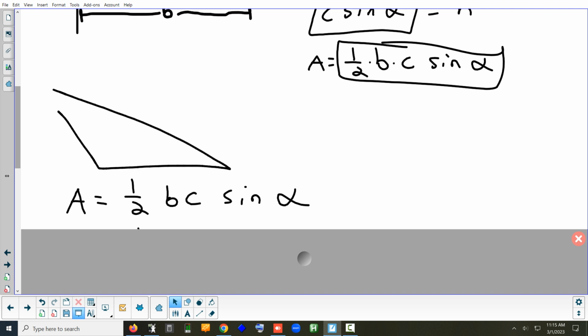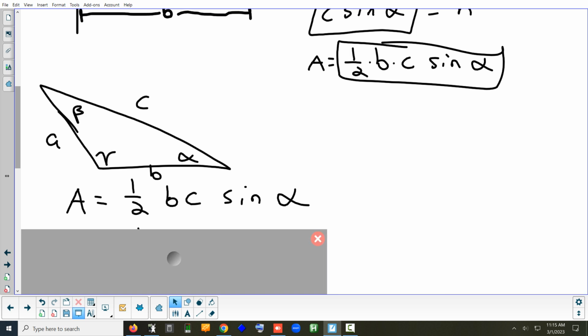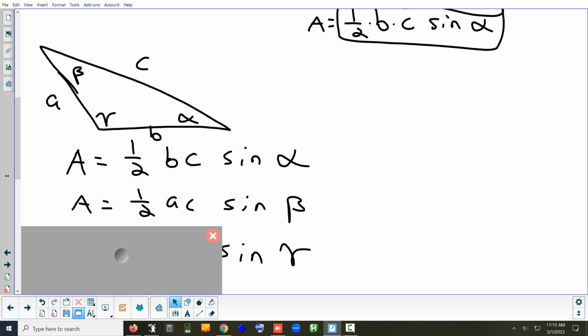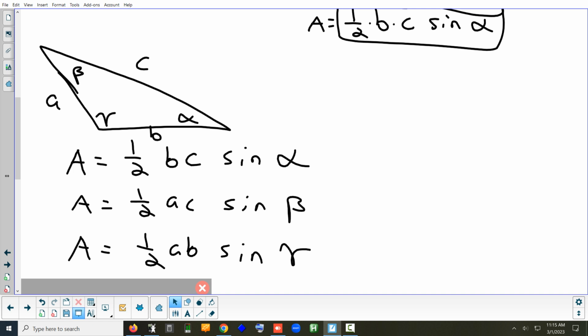Now, look at your triangle. This is A, this is B, C, alpha, beta, and gamma. If you look at the placement of the B, the C, and the alpha in the diagram, does anybody think they could tell me the version for the area that has sine beta in it? Yep. 1/2 AC sine beta. And how about the version with gamma? 1/2 AB sine gamma.